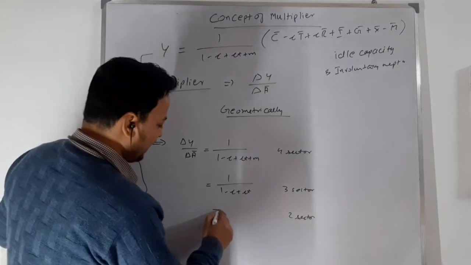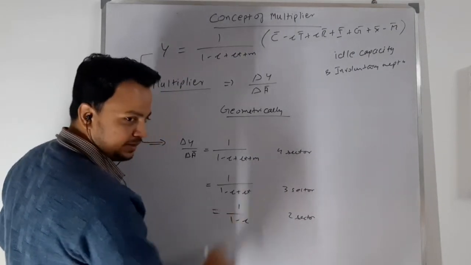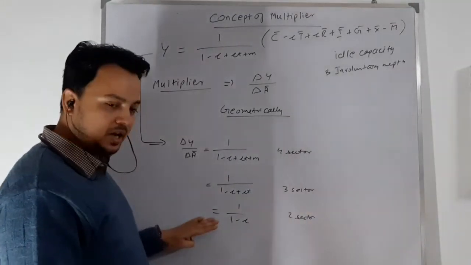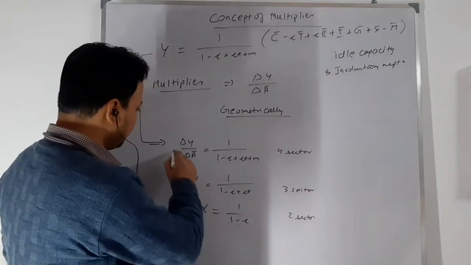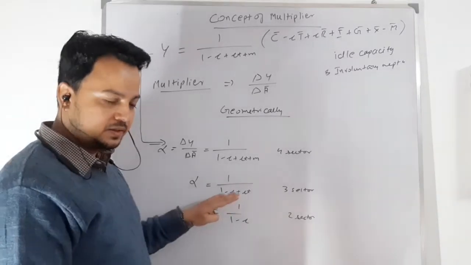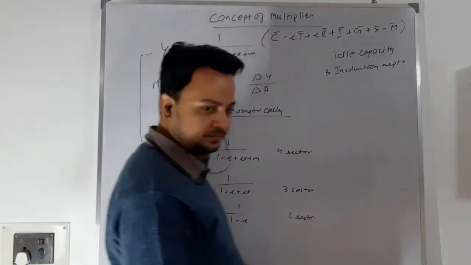In two sector we have 1 over 1 minus c, because we don't have government, so we don't have the tax component. So in two sector the multiplier value is 1 over 1 minus c. In three sector the multiplier value is 1 over 1 minus c plus ct, and in four sector the multiplier value is 1 over 1 minus c plus ct plus m.